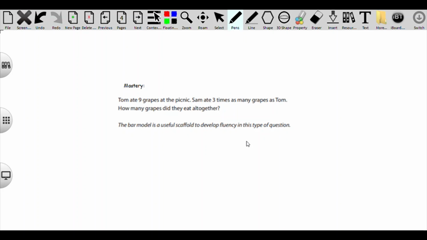So if you want to do that one, press pause. I don't know why I've left this bar model as a useful scaffold. Don't worry, just get on with the question. This is the part that you need to answer. That bit's for the teachers, so don't worry.